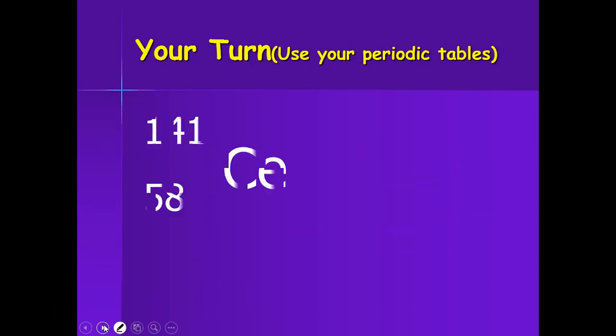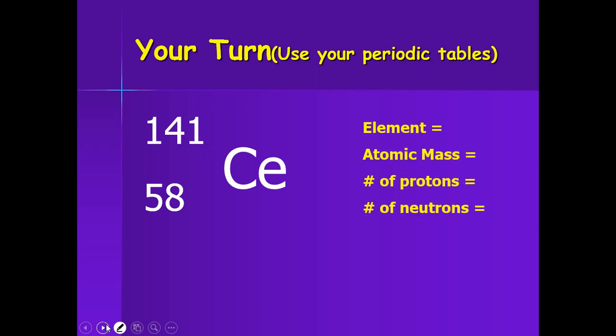You're going to need your periodic table. This particular isotope looks like this, and I want you to figure out this. What you want to look for first is the number of protons in the nucleus. The number of protons in the nucleus is going to tell you that it's this element, selenium.